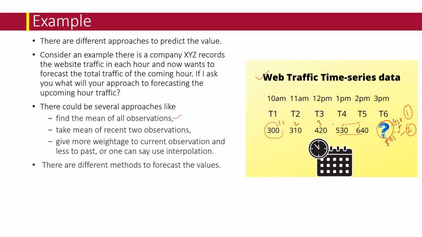Maybe 1.5, 0.2, 2.5. Or maybe something here, you say this is 3, this is 2.5, here 1, here 0.75 and here 0.5. So the weights are 0.5, 0.75, 1.5, 2.5, and 3.5.